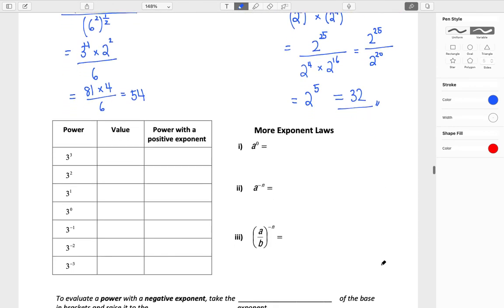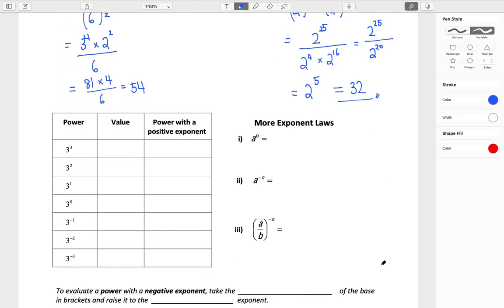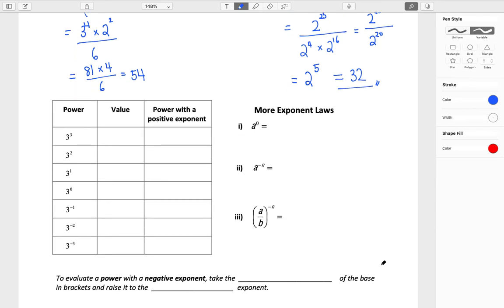Now let's take a look at the next rule that we have to know for more exponent laws. Anything to an exponent of 0 is always going to be equal to 1. So it could be like n to the 0 is 1, or 5 to the 0 is 1. Okay, so an exponent of 0 is always going to give you the answer of 1.